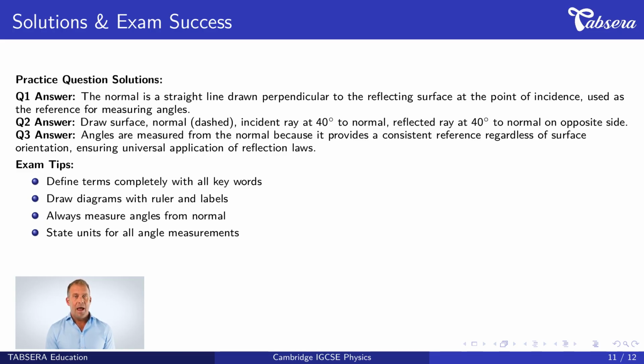For question 3, angles are measured from the normal because it provides a consistent reference regardless of surface orientation, ensuring universal application of reflection laws. This explains the scientific reasoning.